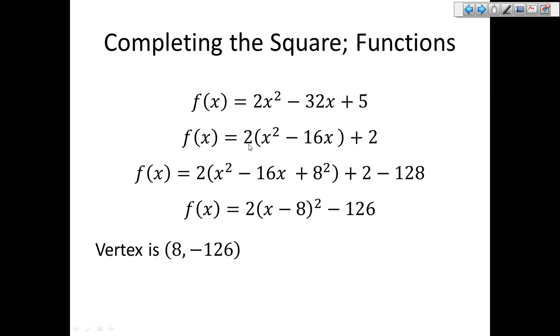When you have to factor out a number, as we did with this 2, it's going to change the number that we subtract at the end. It's not 64, which is inside the parenthesis. It's 128 because that 64 is multiplied by 2.